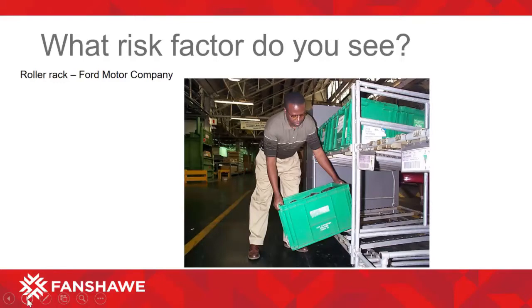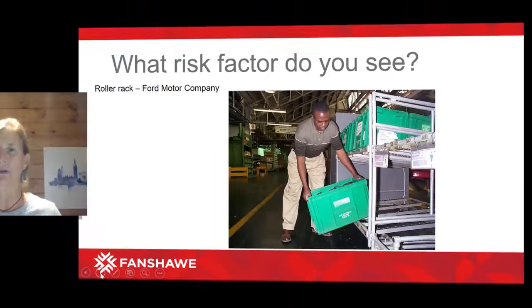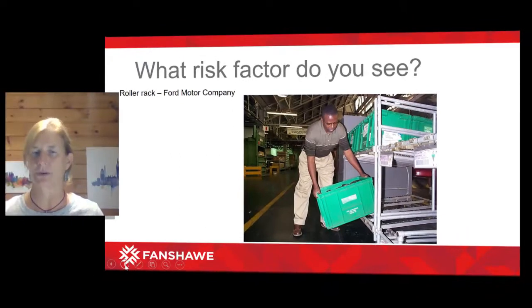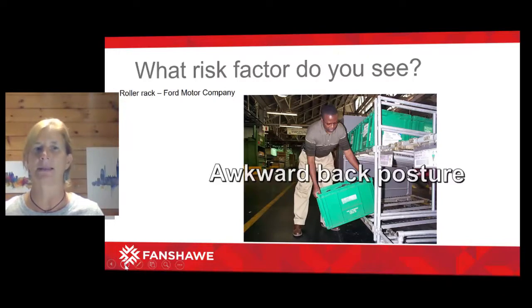We have to decide who is going to bend more. Is it going to be that tall person, or is it going to be the short person who would bend? The answer is it's the tall person that we're worried about. So we're looking at the tall person and his awkward back posture. So how could we design this so that the tall person did not have to bend when he was loading this part?